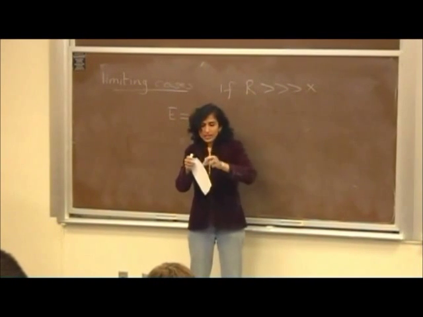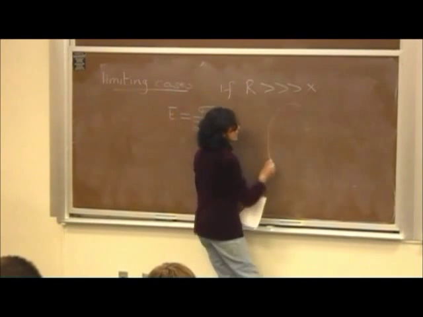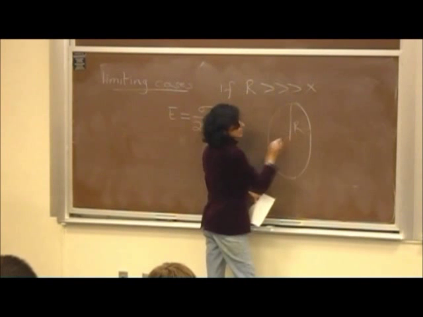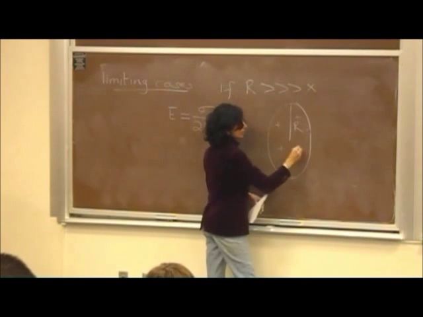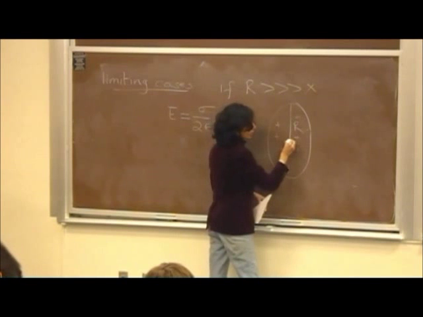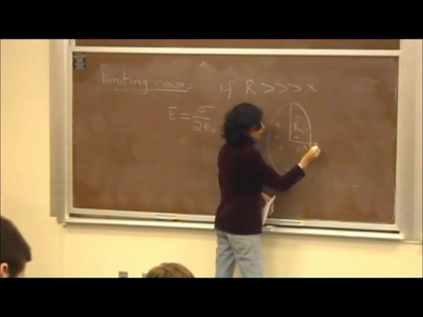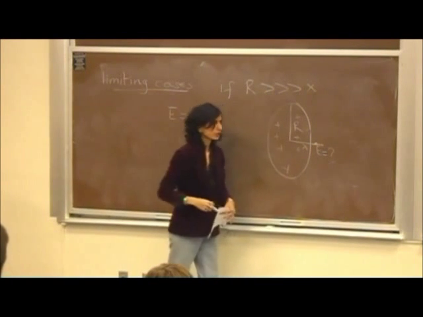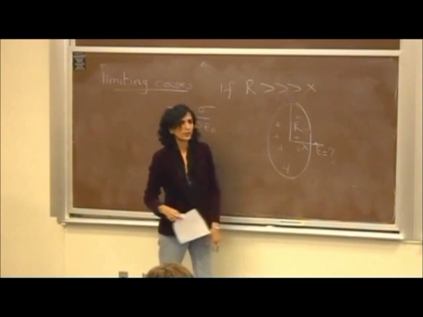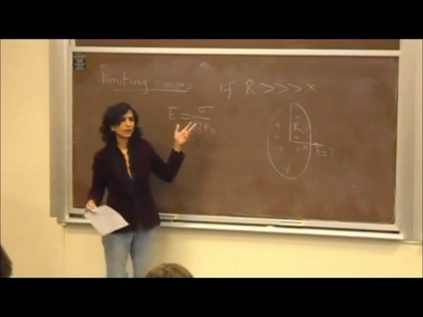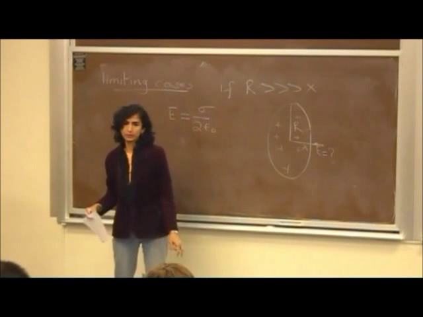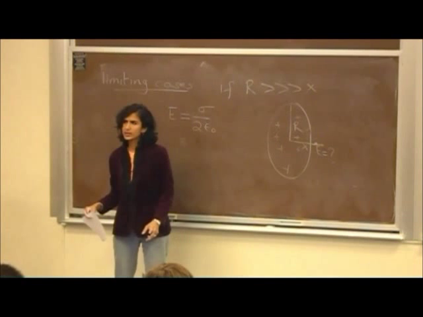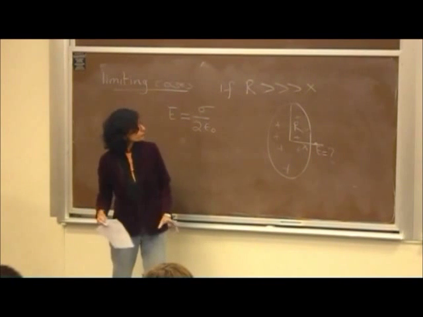That means the radius of the disk is a lot larger. Here is the R. R is this radius, okay? So this is the charge here on the disk. R is a lot larger than some point x where you are trying to find the electric field. Okay, so this is a lot larger than this. Then this is good. And this is what we'll mostly focus on. Any questions about this? Okay.